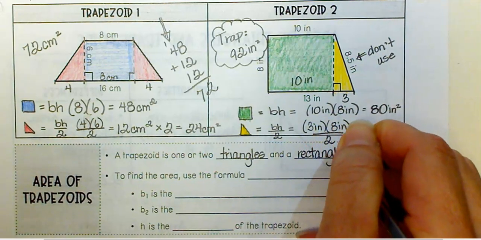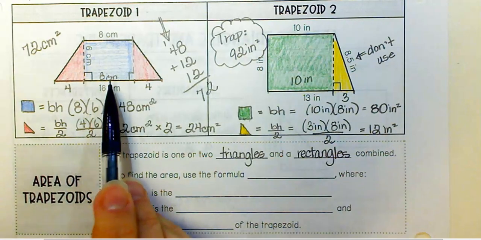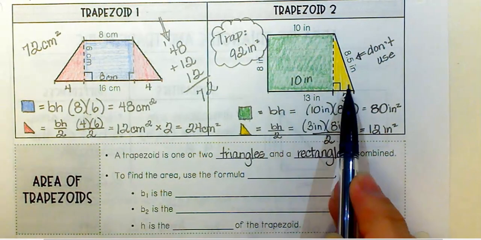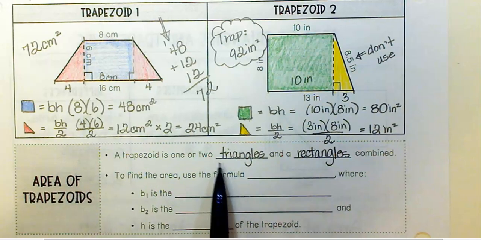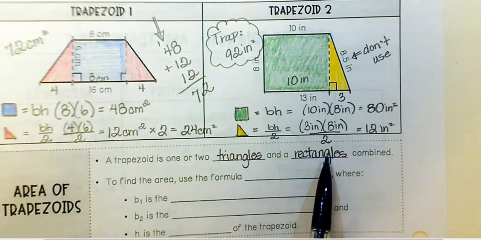So in these two previous examples, here I had a rectangle and 2 triangles. Here I had a rectangle and 1 triangle. So a trapezoid is either 1 or 2 triangles plus a rectangle.